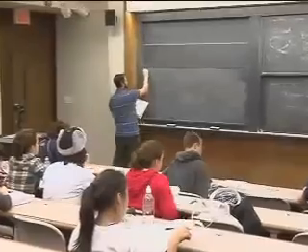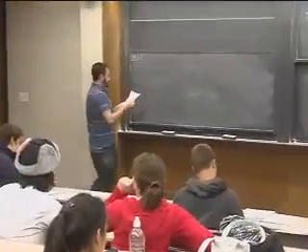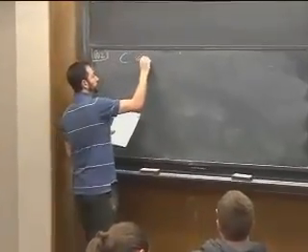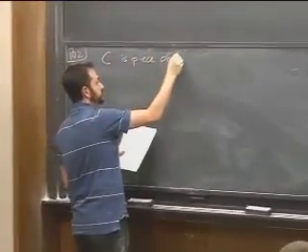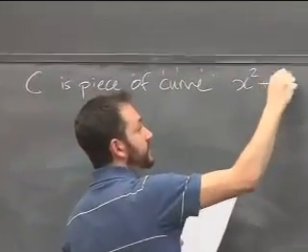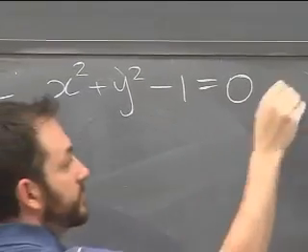This was question 2 from problem set 10. Okay, so it said let C be the piece of the curve. So C is the piece of the curve x squared plus y squared minus 1 equals 0 for y greater than or equal to 0.